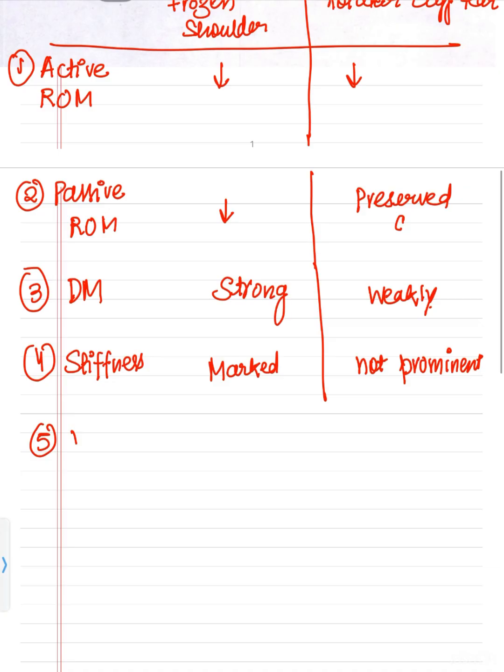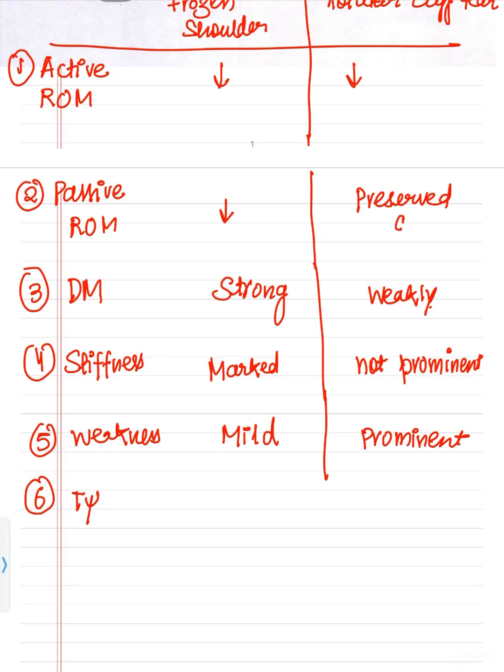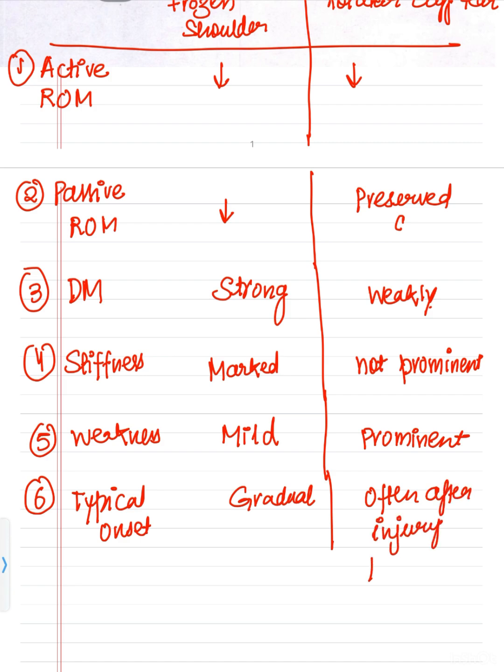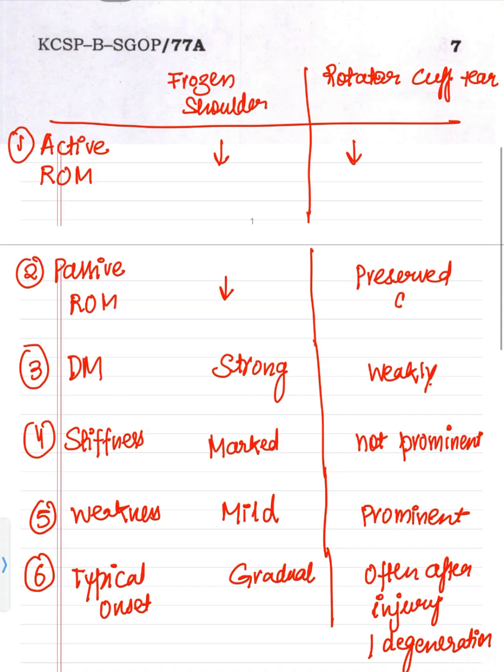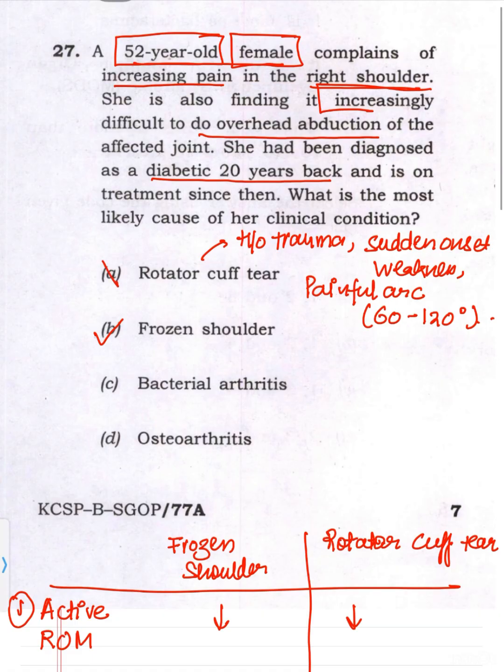Then weakness is mild in frozen shoulder, while it is prominent in case of rotator cuff tear. Generally, the onset is gradual in case of frozen shoulder, often after injury or degeneration. So that's why the correct option will be frozen shoulder, not the rotator cuff tear.